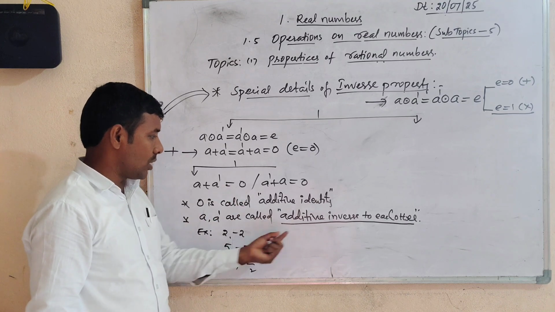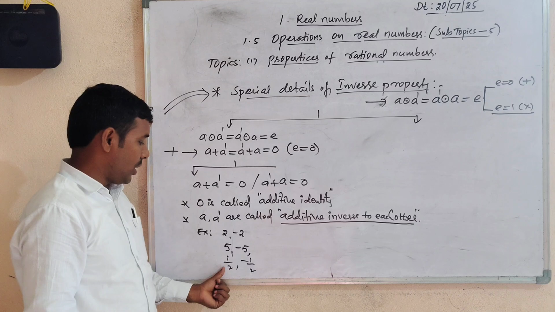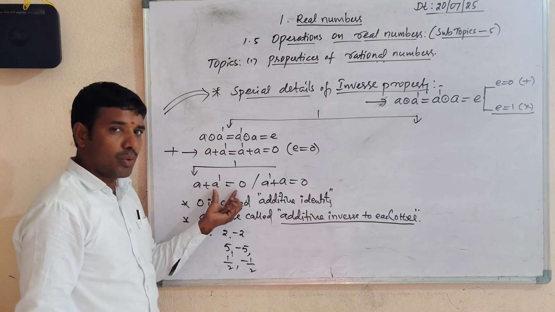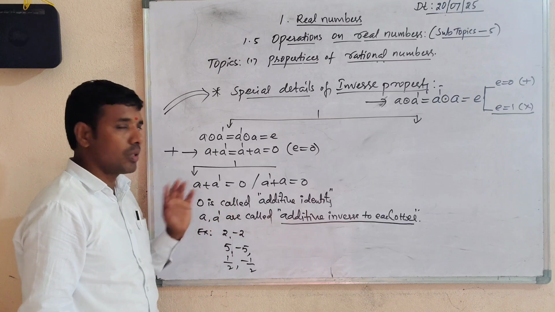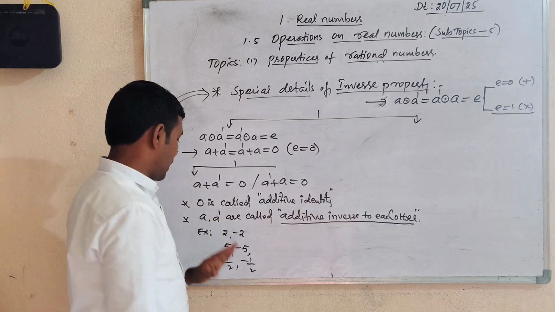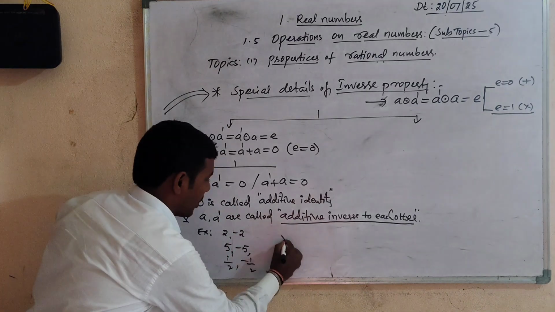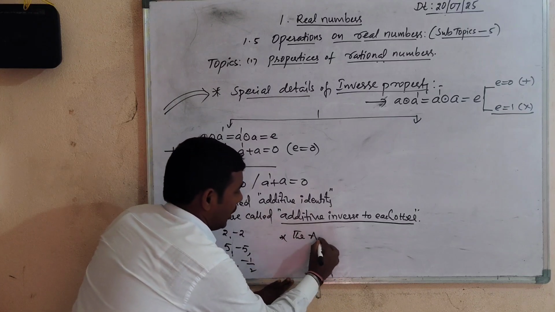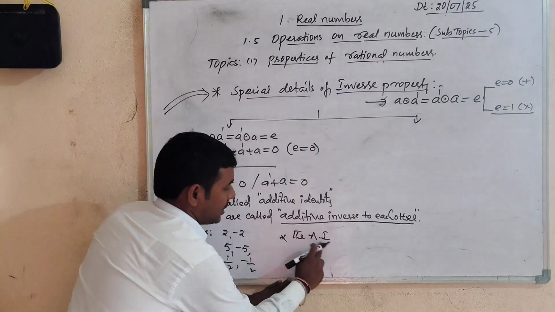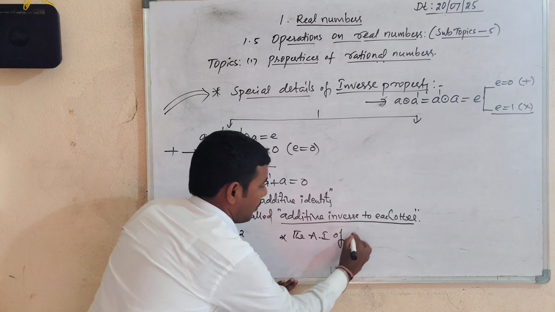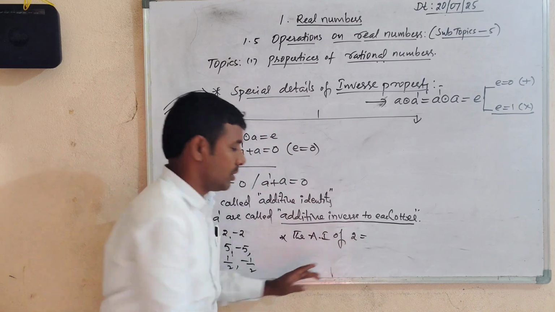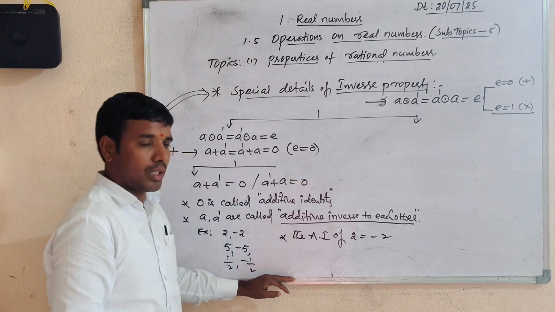That's why these two are called additive inverse to each other. 1/2 and minus 1/2 are called additive inverse to each other because their sum is 0. A few more important things: the additive inverse shortcut. Additive inverse of 2? Minus 2. I think understood.